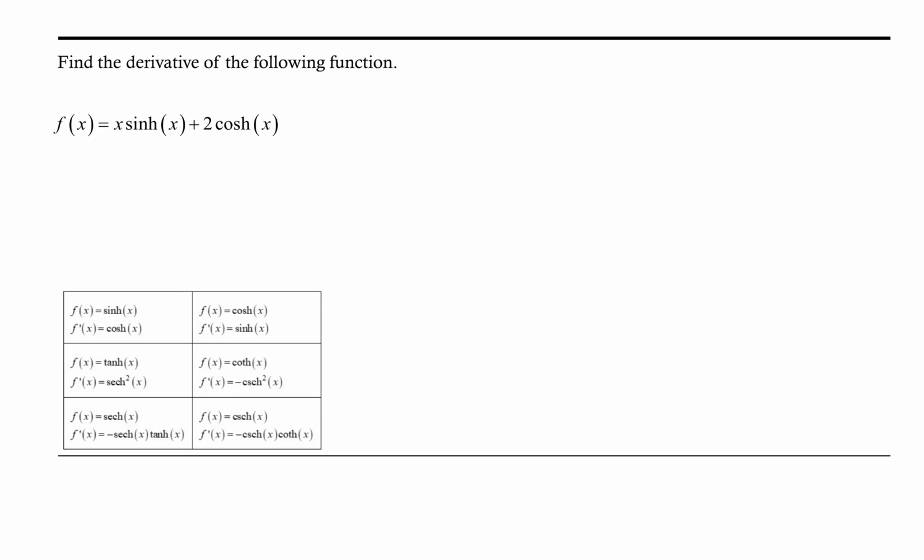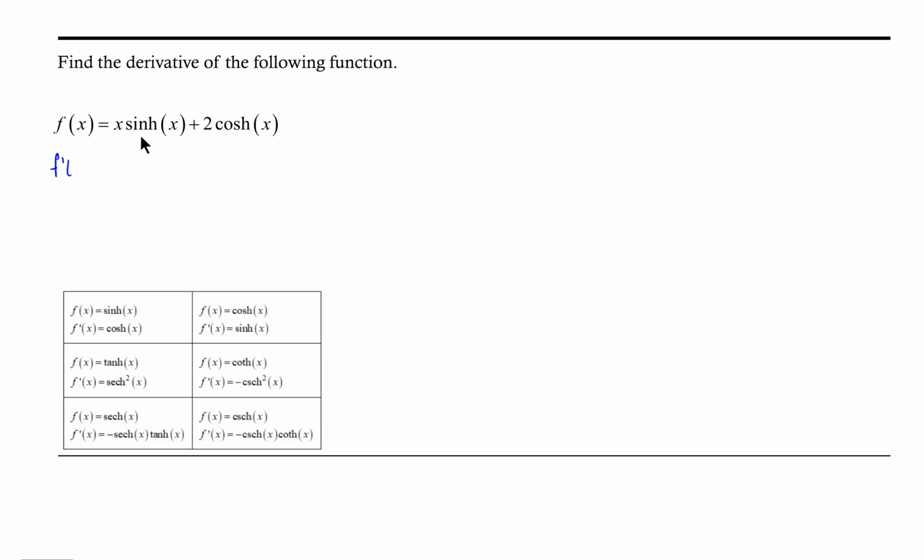Welcome. Let's take a look at finding the derivative of the function f of x equals x times sinh of x plus 2 cosh of x. As we take this derivative, we will be using the sum rule as well as the product rule. So let's go ahead and get started.